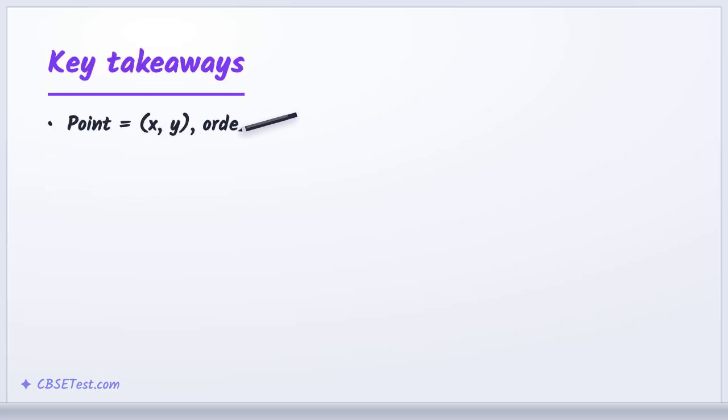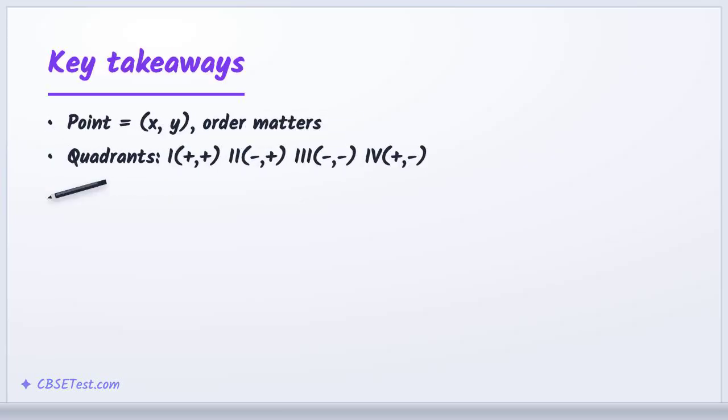To recap, a point is an ordered pair x, y. The 4 quadrants follow a fixed sign pattern, and points on the x-axis have y equal to 0, while points on the y-axis have x equal to 0. Practice plotting and it becomes second nature.